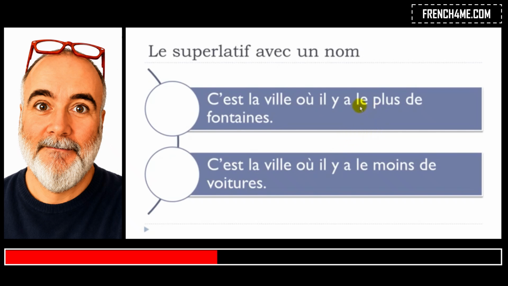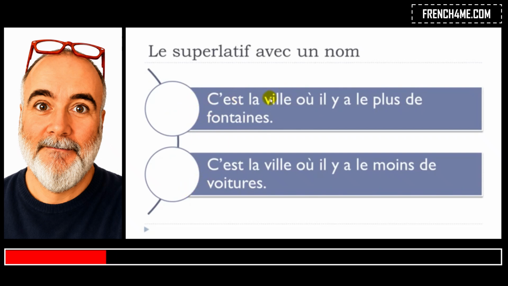The first thing that we've got to spot is, well, here it's le plus, and here it's le moins, so you don't really care whether it's masculine or feminine or plural. You just put le plus, the most, le moins, the least. And then remember that you will have to put your preposition de right after, and have a look, because your noun, fontaine and voiture here, should be without any articles before.